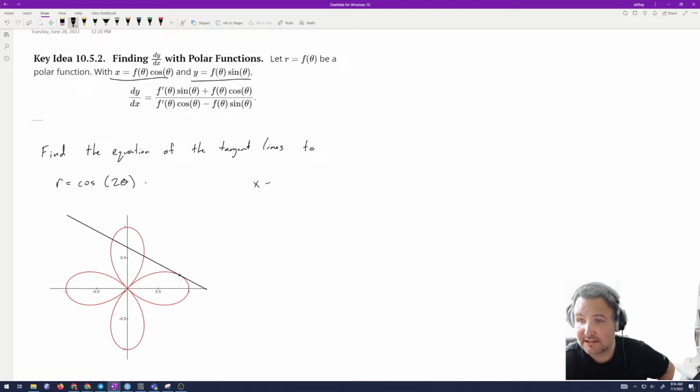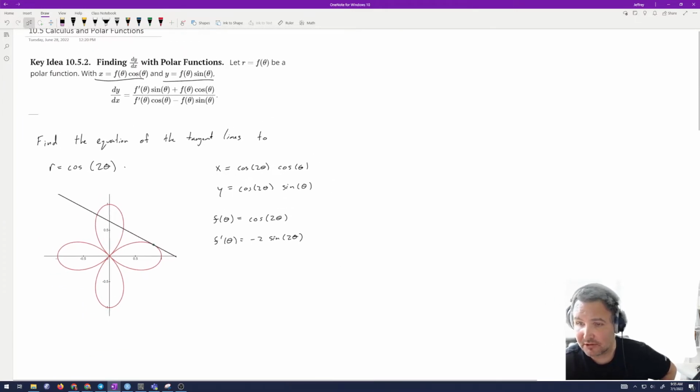Well, for us, x is equal to, what is f of theta? F of theta is cosine 2 theta, and that's times cosine theta, r cosine theta. And then y is r sine theta, so cosine 2 theta times sine theta. And so in our particular example here, the function that we're calling f of theta is cosine 2 theta. So we need to find its derivative. So f prime is equal to negative 2 sine 2 theta. So now we're actually ready to apply this formula.